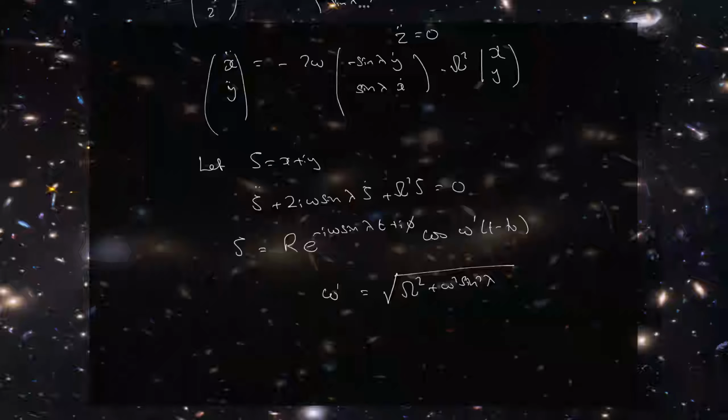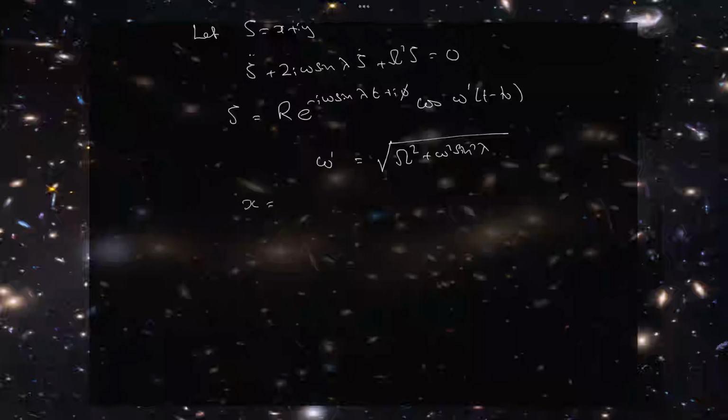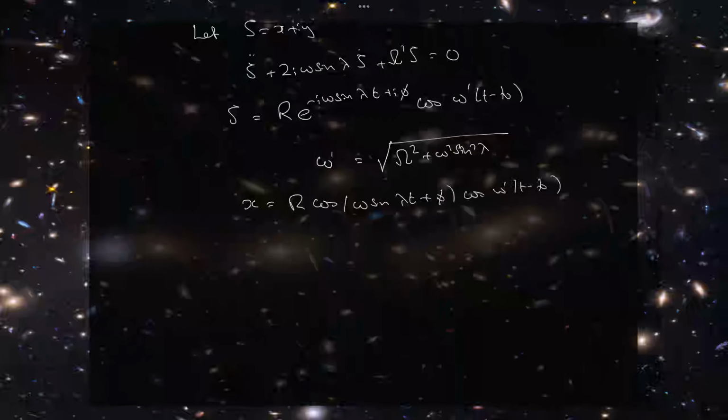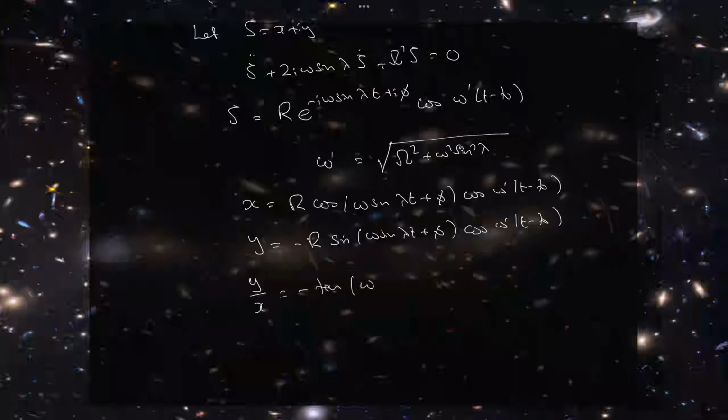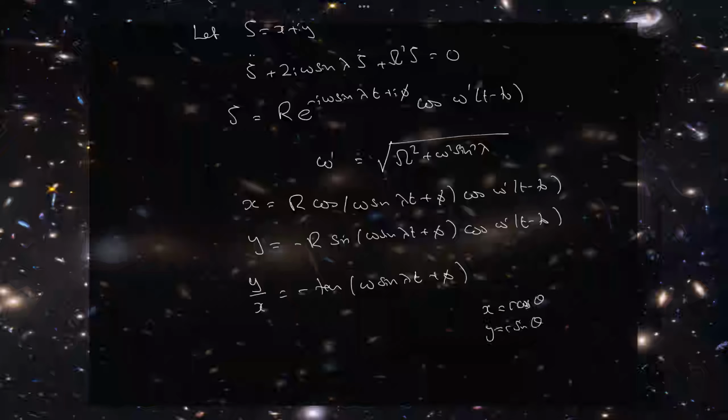Taking the real and imaginary parts gives x is r cos(omega sine lambda t plus phi) cos omega prime (t minus t naught), and y is minus r sine(omega sine lambda t plus phi) cos omega prime (t minus t naught). So therefore y over x is minus tan(omega sine lambda t plus phi), and now write x as r cos theta, y as r sine theta, and that shows that theta dot is minus omega sine lambda.